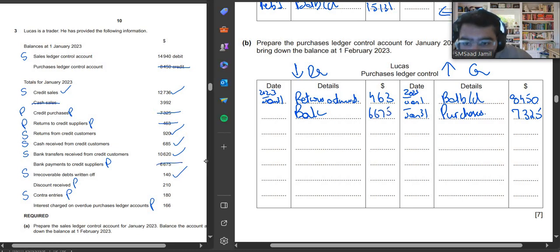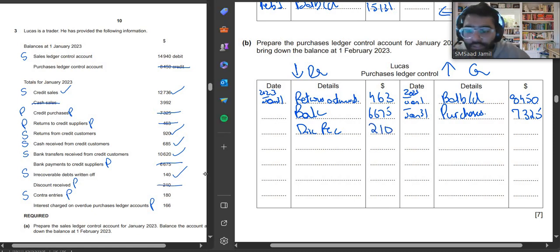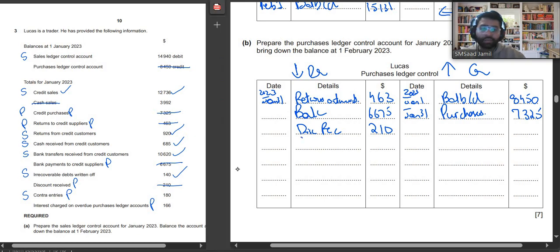6675. Cut it out. Then where is P? Discount received. Discount received. You write the whole thing, guys. I'm writing it short. You don't write it like that. 210. Cut it out. Then you guys have what? Contra entry. Contra, you write it over here on the debit side for purchase ledger control account 180.